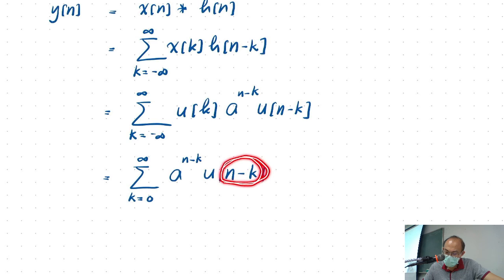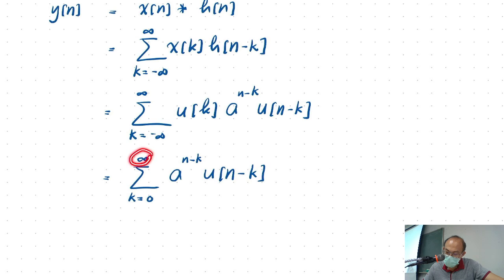But here we have n minus k and u. N minus k is positive when k is not greater than n. If k is greater than n, then n minus k will be negative and u will be 0. So the index of the summation will have to go as far as k equal to n, because if k is greater than n, then u would be 0. Right? So I have to change from infinity to n.